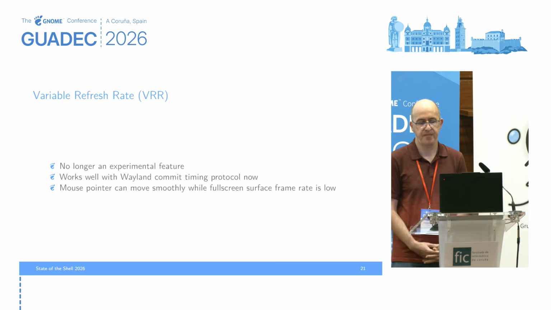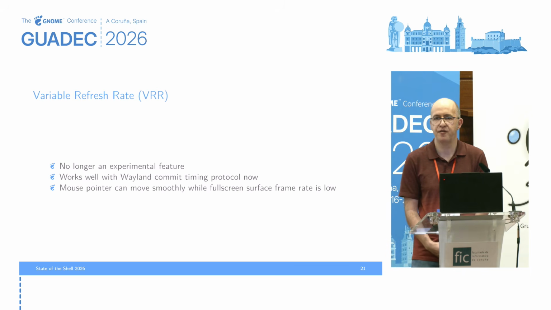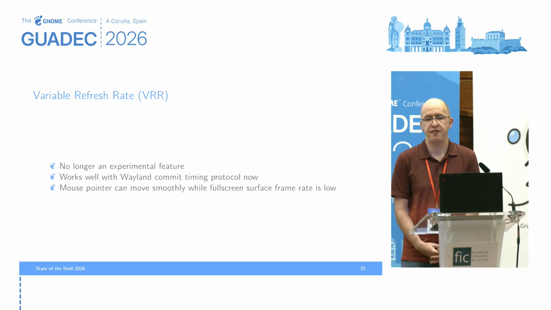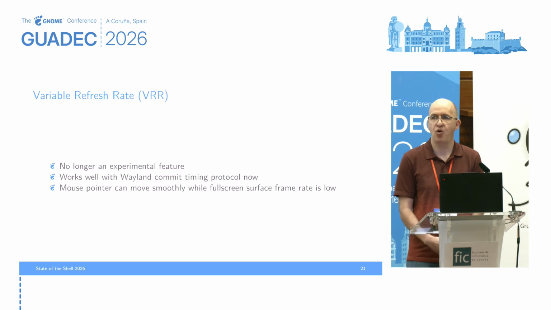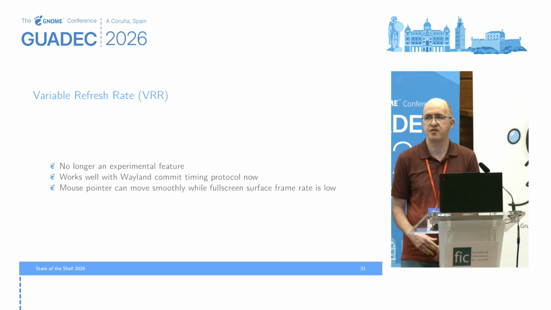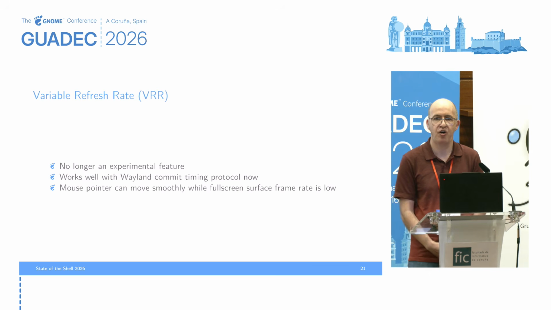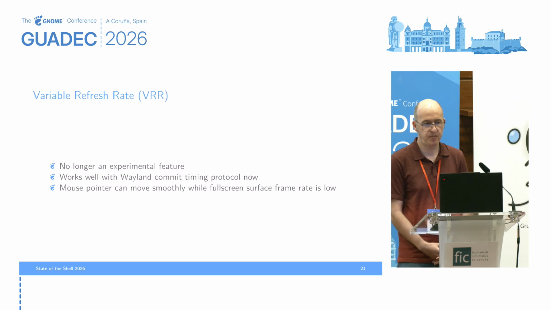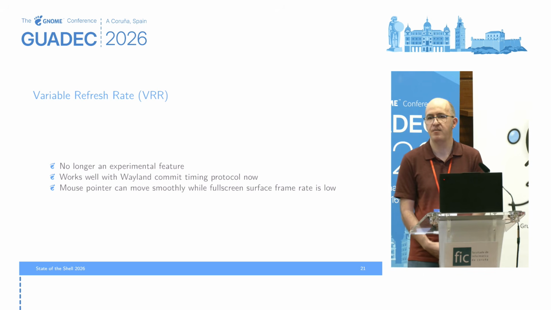And also, while VRR is active for a full screen surface, if the frame rate of that surface becomes low, like maybe 30 frames per second or even lower, previously the mouse cursor would also move at a very low refresh rate, and it would be kind of awkward. But now the mouse pointer can move independently from the full screen surface refresh rate, and it can go up to the maximum refresh rate according to VRR.